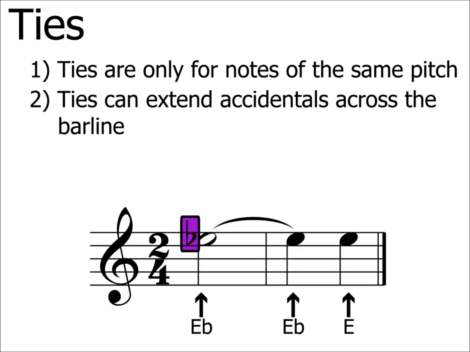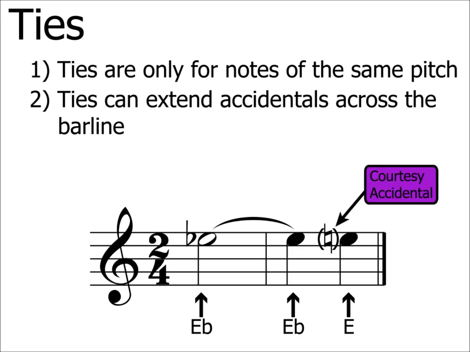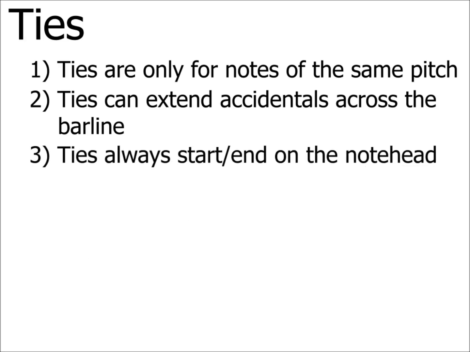Now, it's quite common for music to put an accidental in brackets to ensure that it is clear what note to play. When you see accidentals in brackets, they're often referred to as courtesy accidentals. Ties always start and end on the note head, never on the stems. So in this example, the tie starts and ends on the stems.